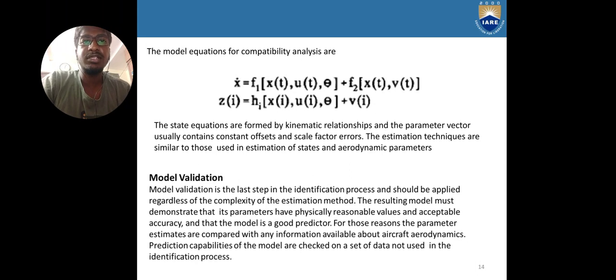The other one is the model validation. The model validation is the last step in the identification process and should be applied regardless of the complexity of the estimation methods. The resulting model must demonstrate that its parameters have physically reasonable values and acceptable accuracy.